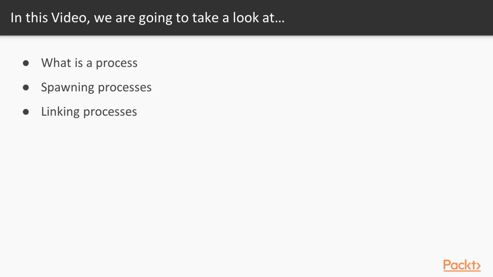In this video, we'll learn about the definition of a process and what it means in terms of a language construct. We'll then learn how to spawn processes, which is launching them, and then finalize by linking processes so that child processes can propagate exceptions to the parent ones, effectively creating process trees.